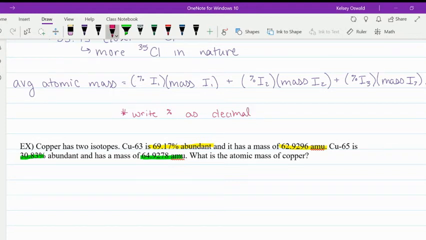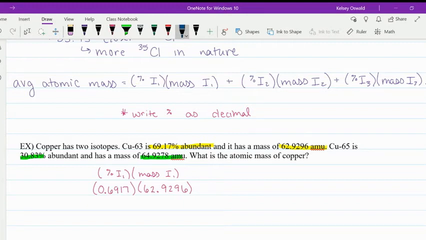So when we look at our first isotope, we can see our percentage is 69.17, or 0.6917. And we're going to multiply that by the mass of that first isotope. Okay, so we'll do 0.6917 times 62.9296. What that tells us is that the mass of this first isotope, the 63, contributes to 69% of our overall mass.